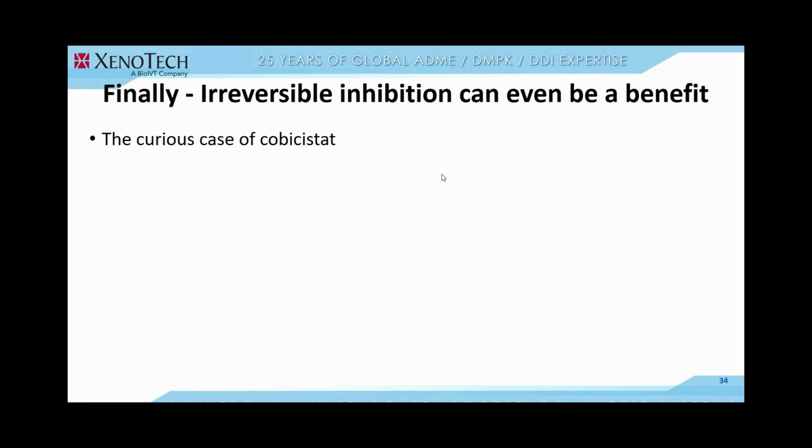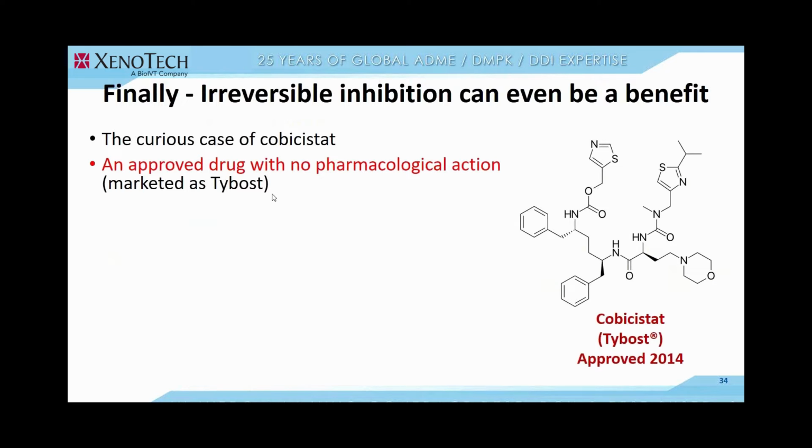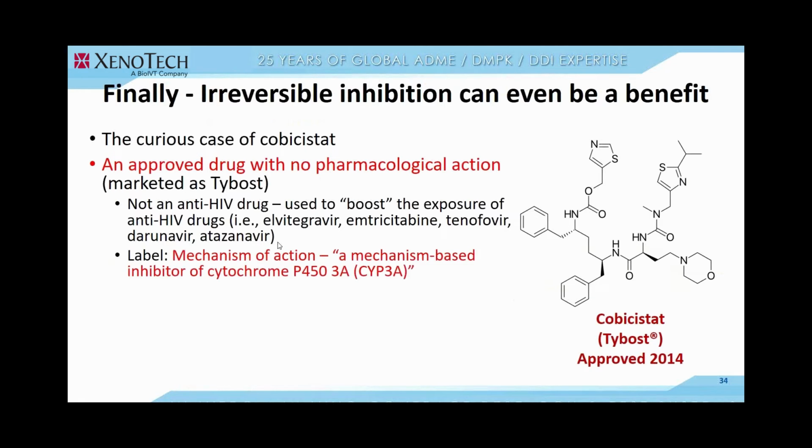So finally, this is an interesting case. Irreversible inhibition can actually be a benefit. Cobicistat is an approved drug with no pharmacological action, and it's marketed as a single formulation as Tybost, approved in 2014. This is not an anti-HIV drug.